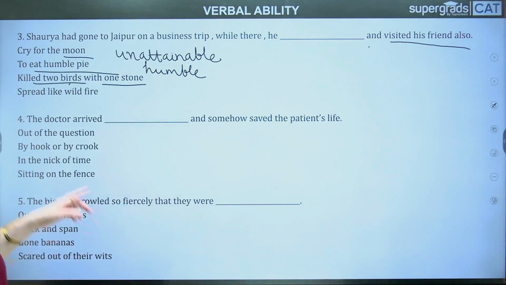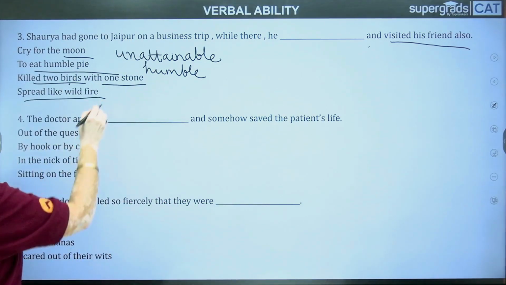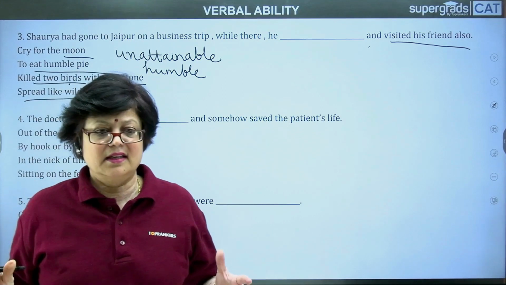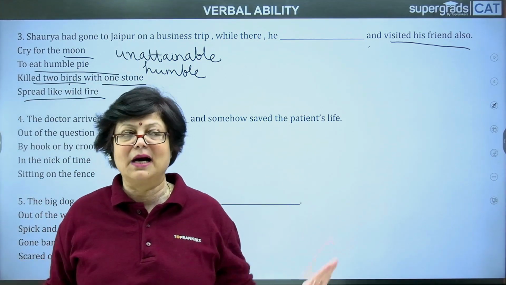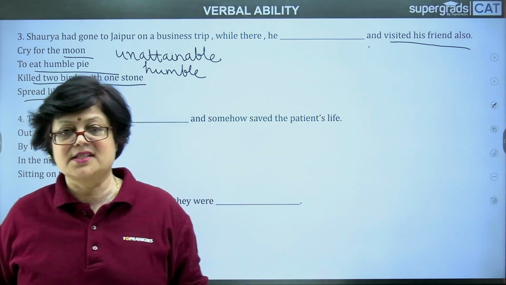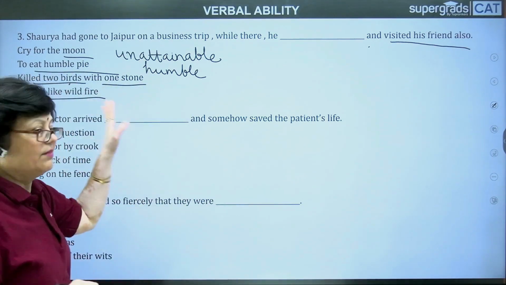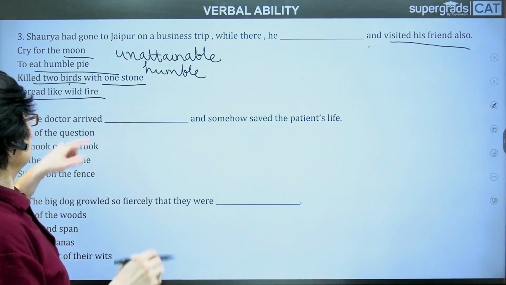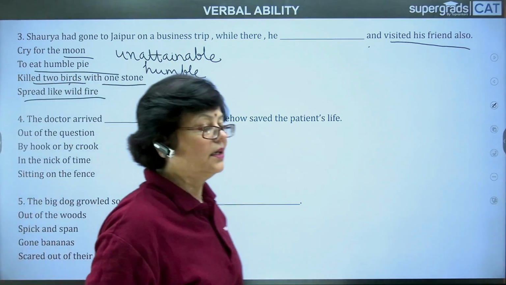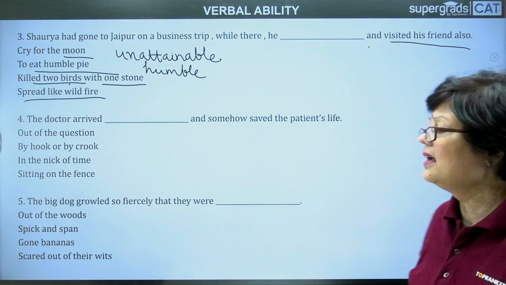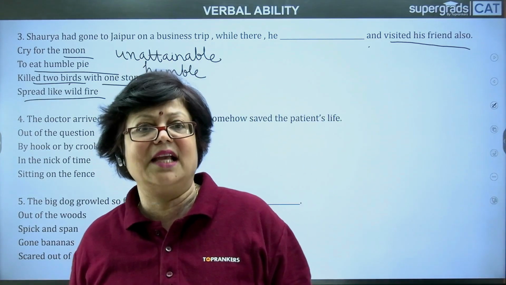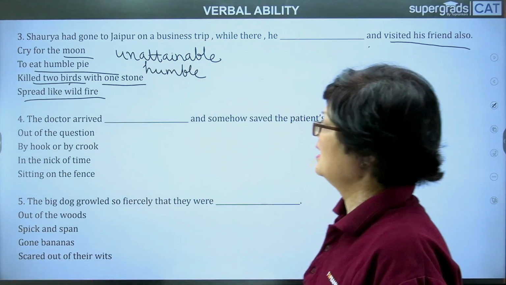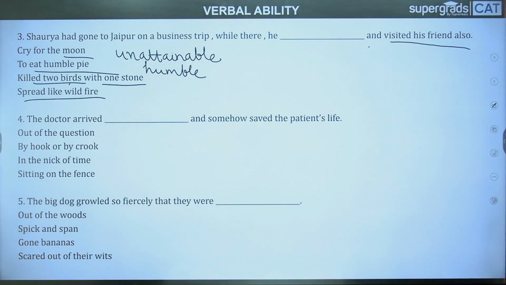But let us examine the fourth one also. Spread like wildfire. If you have any idea how this fire spreads, it spreads by leaps and bounds. This is another idiomatic phrase. So there is nothing like spreading like wildfire here. The best option is kill two birds with one stone. Okay, so in this way, by using the method of contrast and comparison, you can arrive at the correct option. Okay. Next, the doctor arrived dash and somehow saved the patient's life.